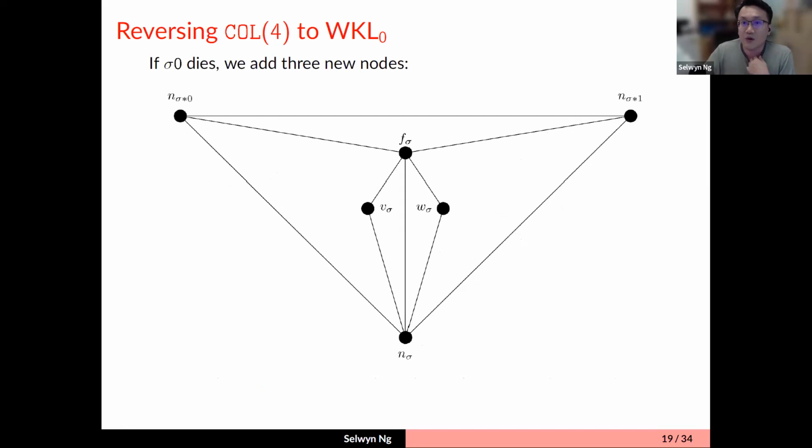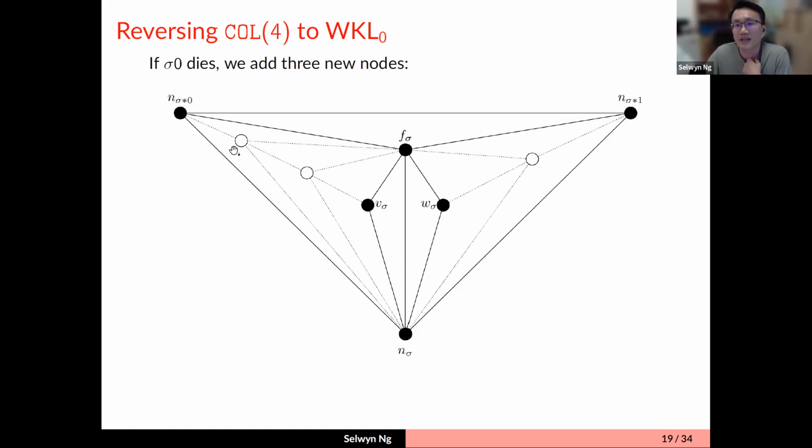And the encoding proceeds in the following way. We watch, for example, some node sigma where the 0 extension dies. If the 0 extension dies from our tree, we simply add 3 nodes, 2 on the side that connects to the 0 extension node, and only 1 for the side with the 1 extension node. And note that we connect them to form a new K4 in each phase. And here we have 2 K4s, of course, in this phase.